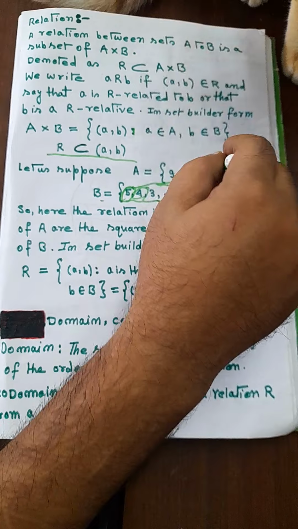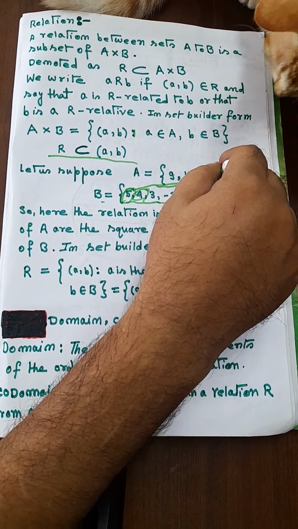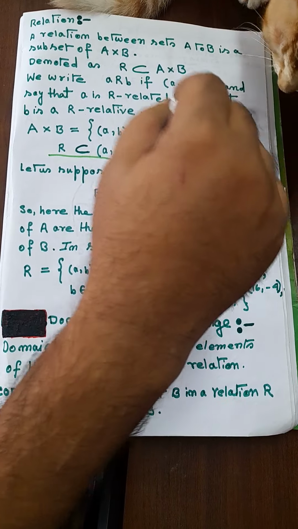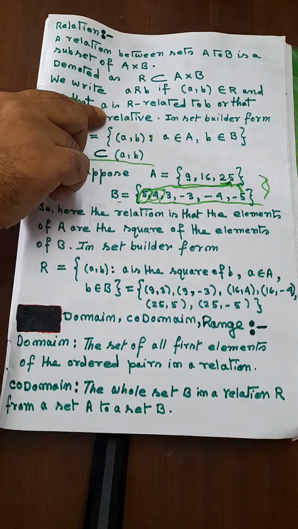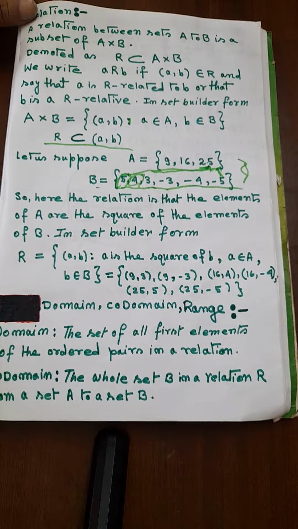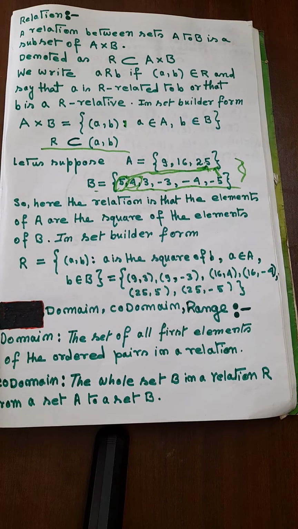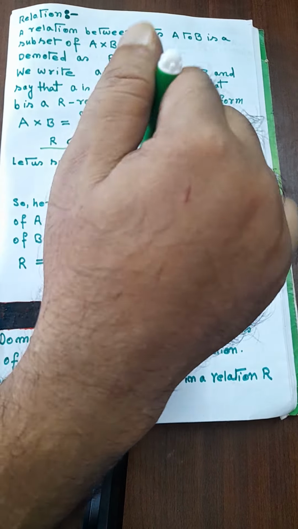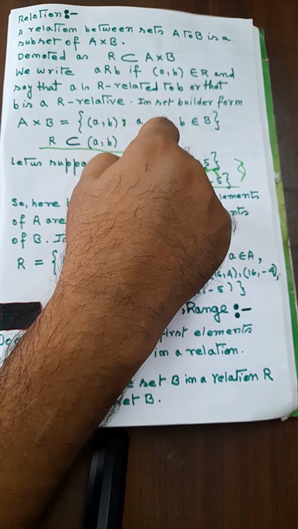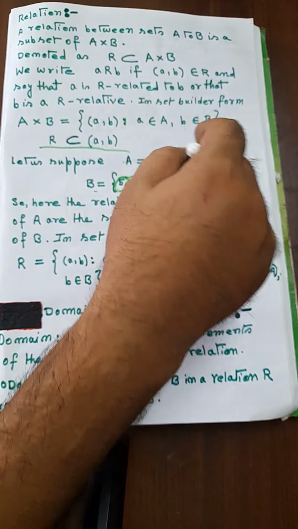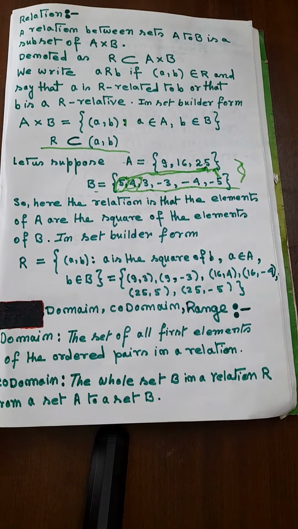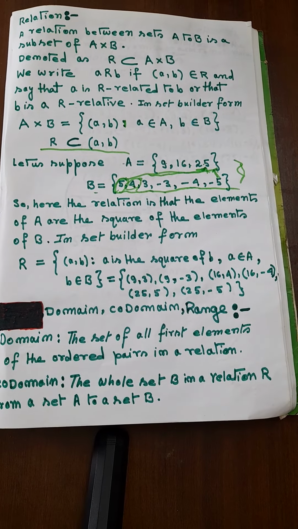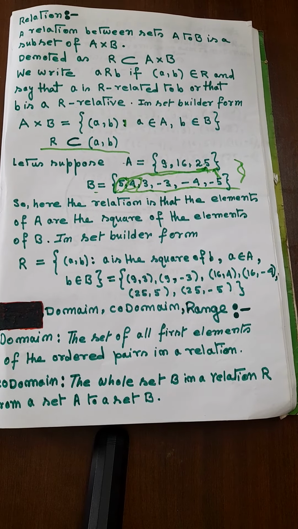Even if we square minus 5, again we will get 25, right? So this is a relation of square. The relation exists between A and B, right? Again, if we square 4, we will get 16. If we square minus 4, again we will get 16. If we square 3, we will get 9. So here the relation is that the elements of A are the squares of the elements of B.